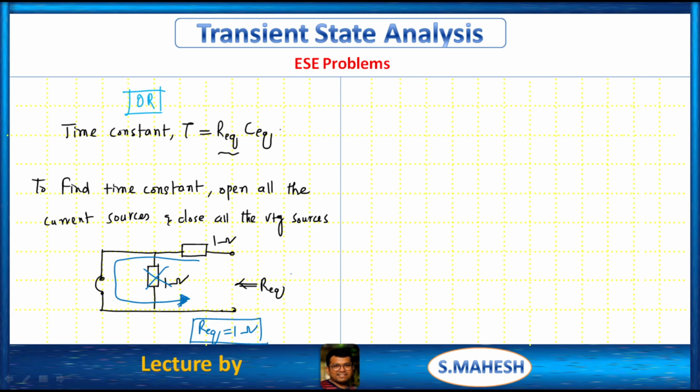That's it. Given C equivalent is 1 farad. Therefore, time constant tau is equal to R equivalent into C equivalent, tau equals 1 into 1, tau equals 1 second. That's it. This is another method.